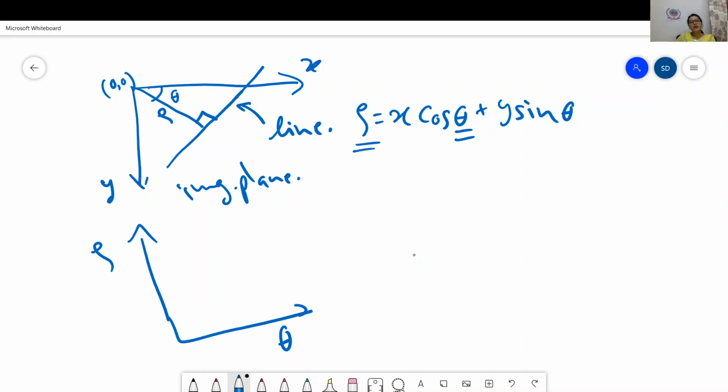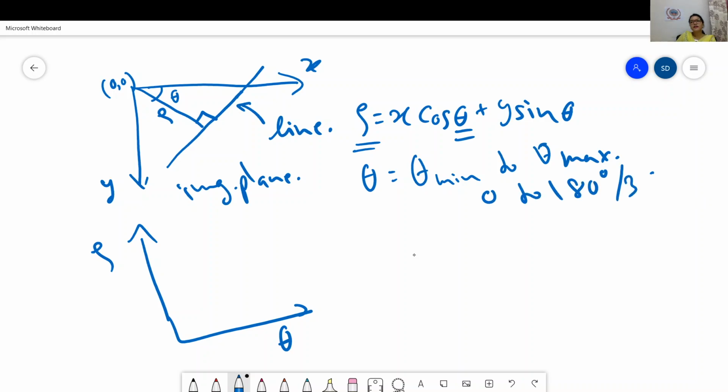So that means we are going to quantize rho as well as theta, and theta will change from some theta minimum to theta max. Generally the values will be 0 to 180 degrees, or 360 degrees. And if you see the nature of rho, it is sinusoidal. So when you try to plot theta versus rho, it will be sinusoidal in nature.